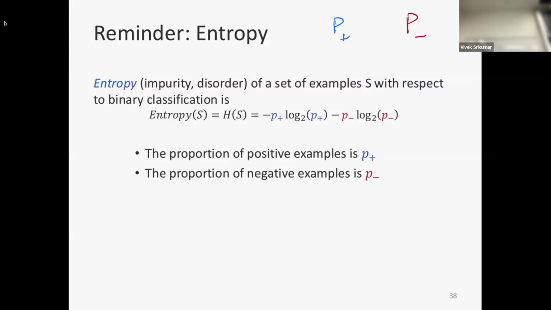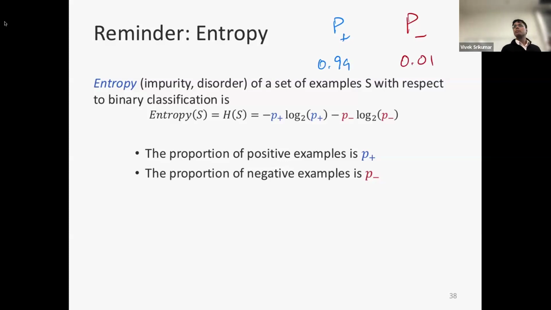So for instance, if p plus and p minus are both equal to half, that means half the examples are positive, half the examples are negative. If you pick a random example, it's a coin toss. You can't tell whether it's positive or negative. On the other hand, let's say that in your data set with maybe 100 examples, 99 of them are positive and only one of them is negative. So then p plus is 0.99 and p minus is 0.01.